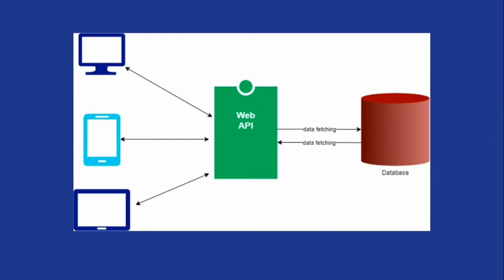Okay. So if you observe, this API depends upon a database for fetching the data, because obviously data will be stored in the database, not in the API application. So they are connected internally, and the API requests the data from the database. That data is converted to JSON and returned to the clients, like applications running on the browser, desktop, or mobile. Okay, that is the brief overview of the Web API.